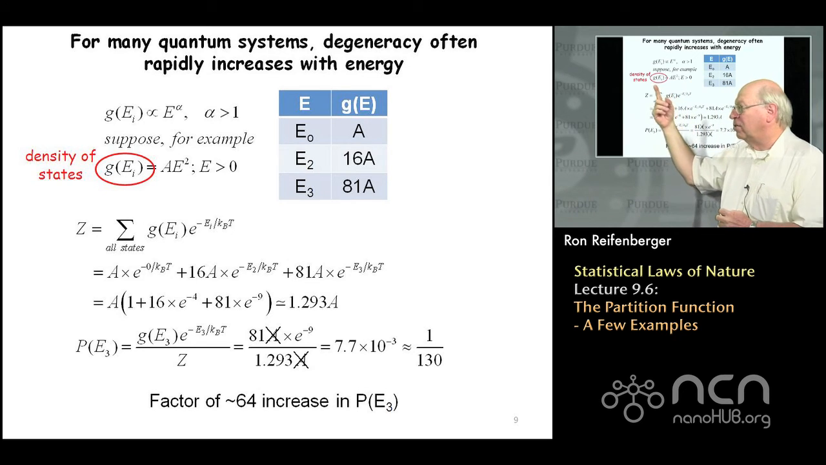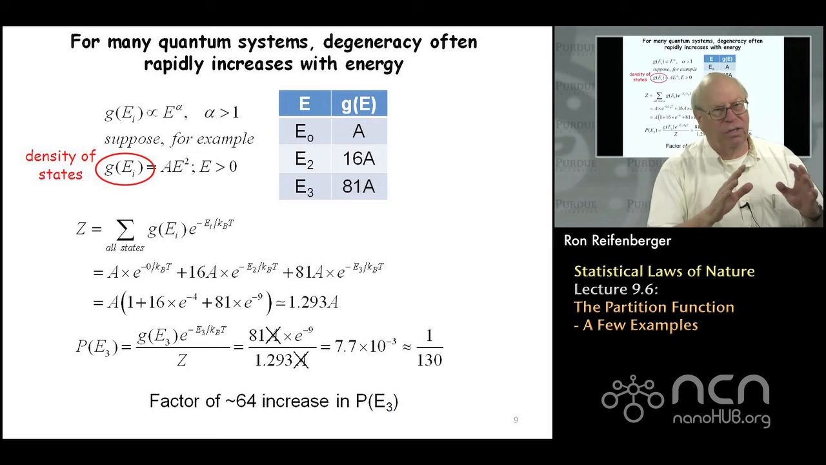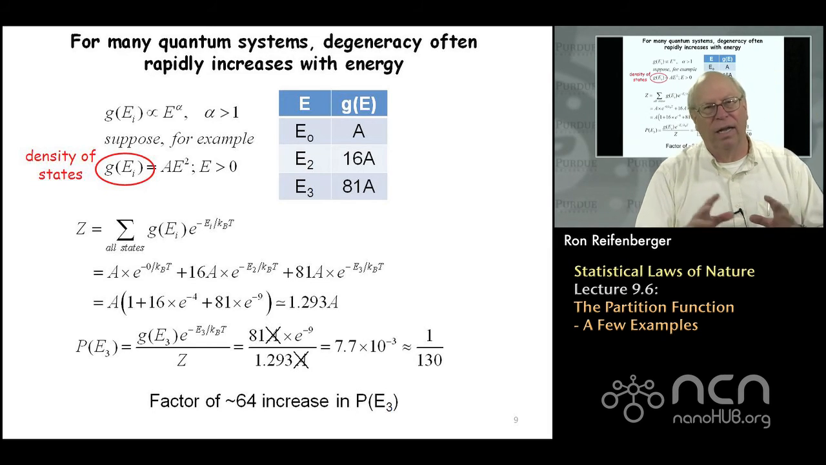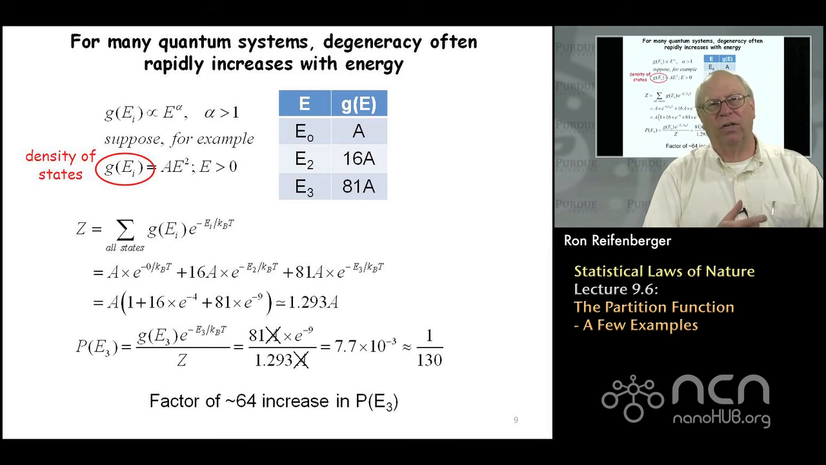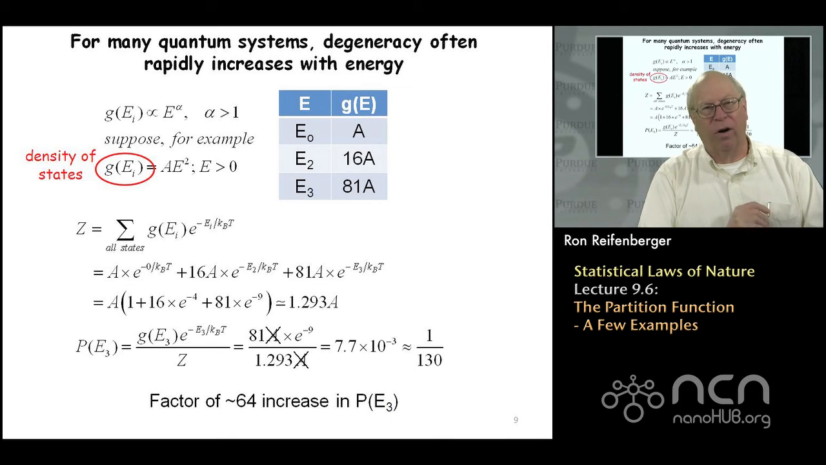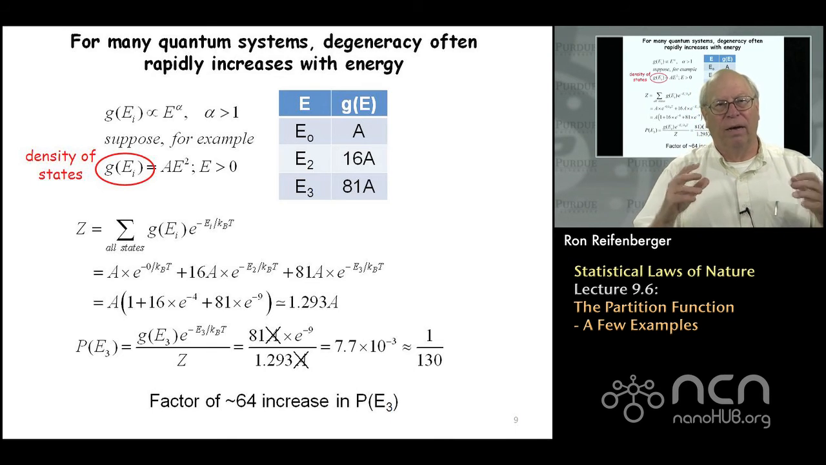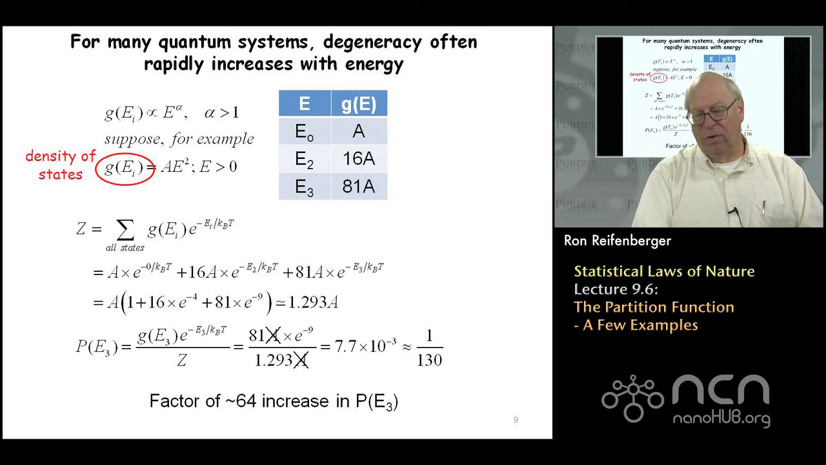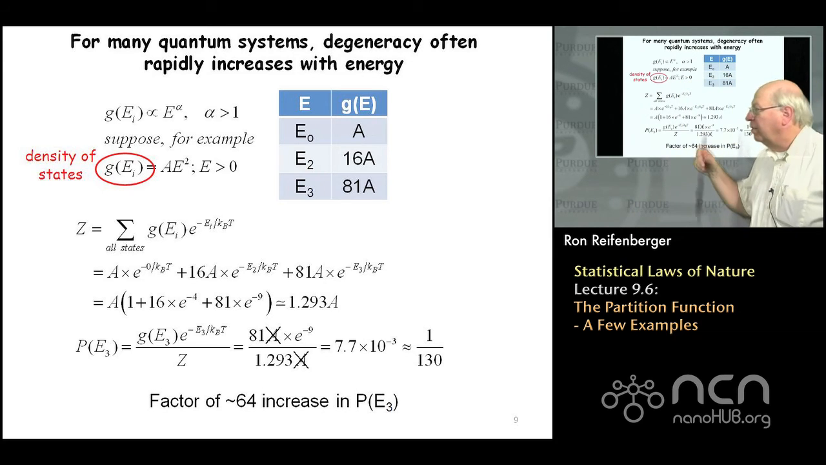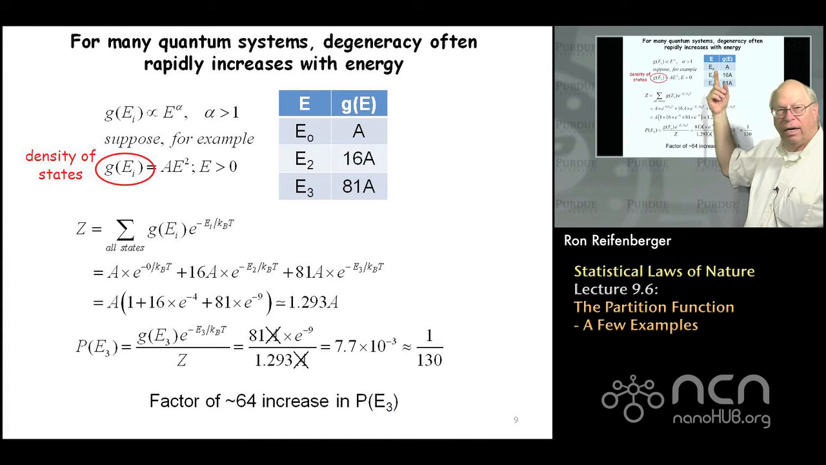Again, this is a common feature of all these quantum systems. The higher up in energy you go, it turns out the more states are available for the particle. What I'm trying to convince you of is that this very simple realization has some rather dramatic consequences when you calculate the probability that a particle is in the energy level E3 and when you calculate the average energy of a particle in the system.